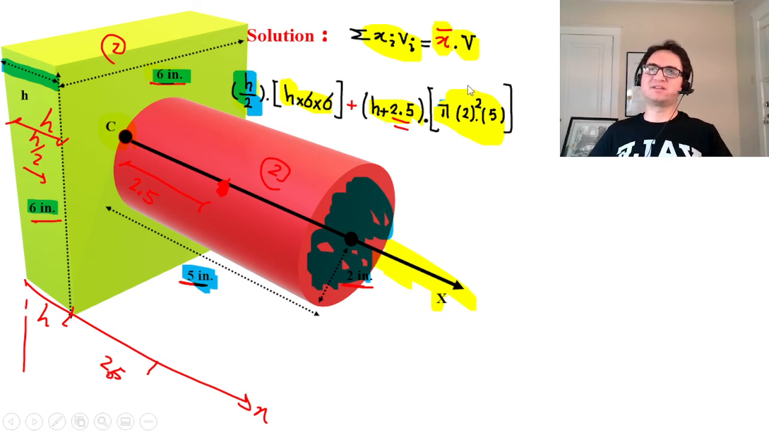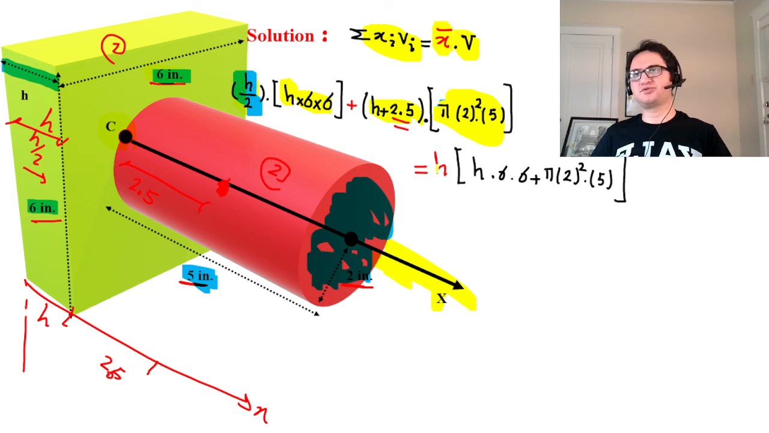And that should be equal to, since we want the centroid of the assembly at the base of the cylinder, x of h, h in brackets times the whole volume. So that's h times 36 plus pi times 2 squared times 5.